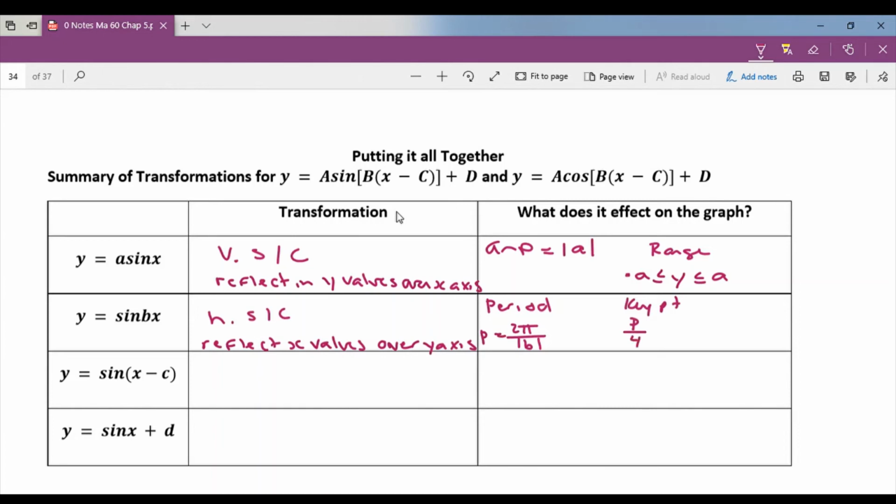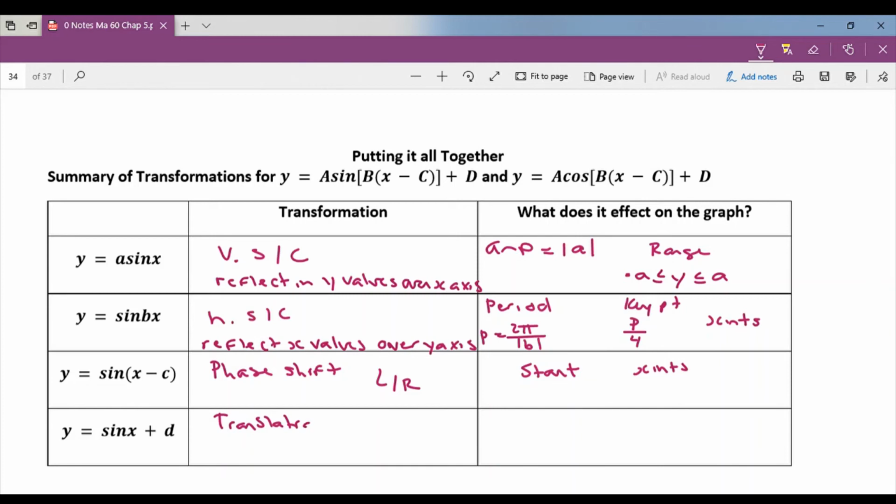The C value is a horizontal phase shift. So it's going to make you go left or right. And what's that going to affect? Well, it's going to affect where you start. You know, are you starting at 0, 0 or 0, 1, or have you moved left or right? And it's also going to affect your x-intercepts, right? In fact, a lot of these are going to affect x-intercepts. This is going to affect your x-intercepts. This one won't, though, the vertical stretch. Okay, and then plus D is going to be a translation.